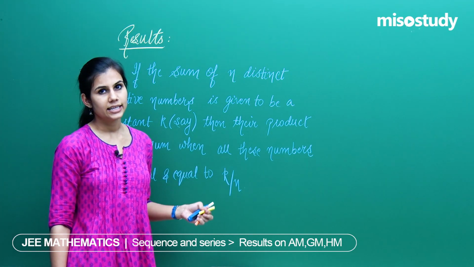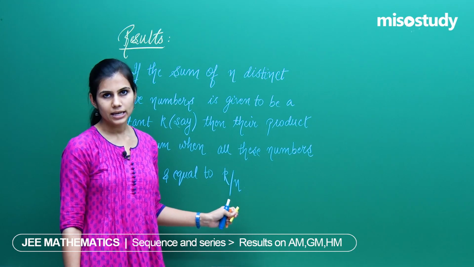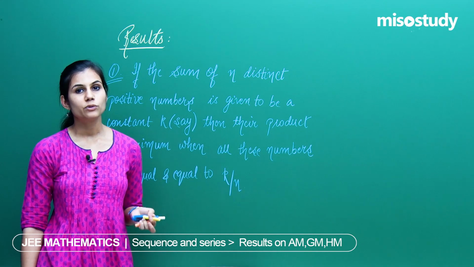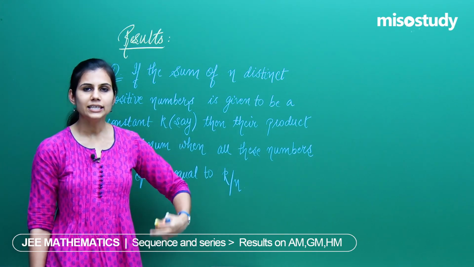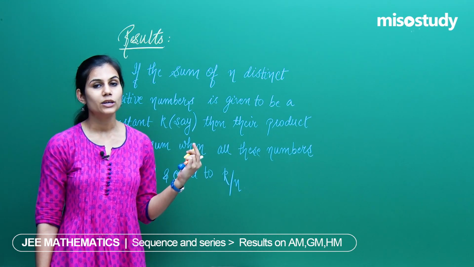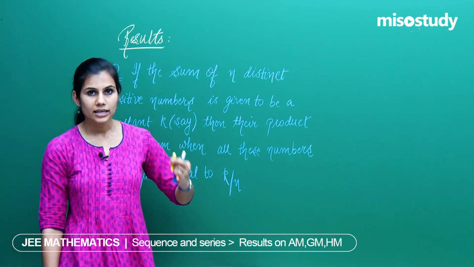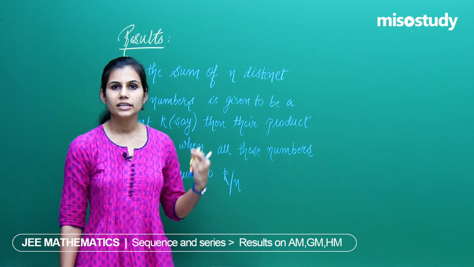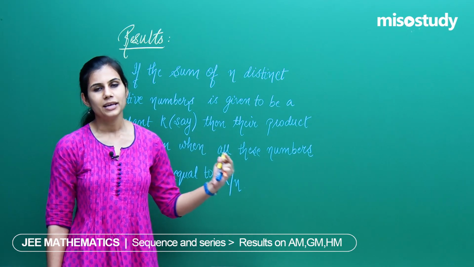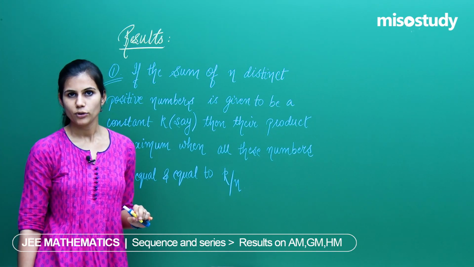Only then can I say that their sum... See, when you add these n numbers, if they are equal to k upon n each, let's go backwards. If I have n numbers, each one equal to k upon n, when you add them you get n times k upon n, which is k. So the sum of these n numbers equals k, and in that case their product, k upon n into k upon n into k upon n, n times, is the maximum product of these n numbers, when all of them are equal to k upon n.